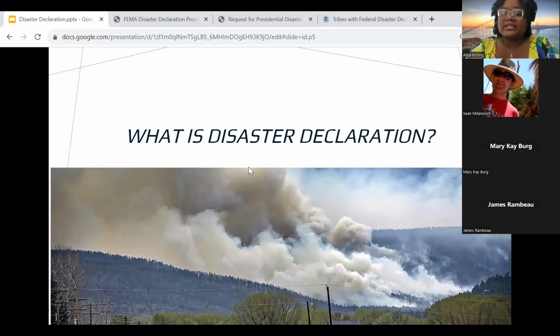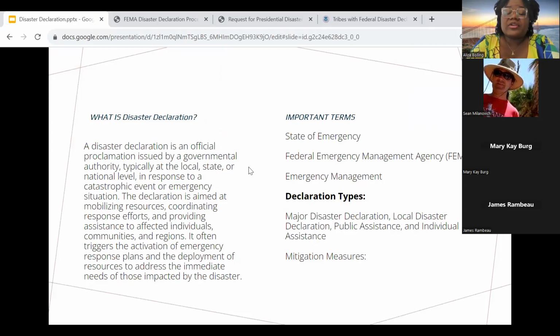First things first, what is a disaster declaration? A disaster declaration usually comes after an extreme weather emergency or a disaster that happens in the local area. It's usually an official proclamation issued by a governmental authority. It can happen at the local, state, or national level, and it's usually in response to a catastrophic event. The declaration is aimed at mobilizing resources, coordinating response efforts, and providing assistance to affected individuals, regions, and other communities. It also triggers the activation of emergency response plans and the deployment of resources to address the immediate needs of those impacted by the disasters.